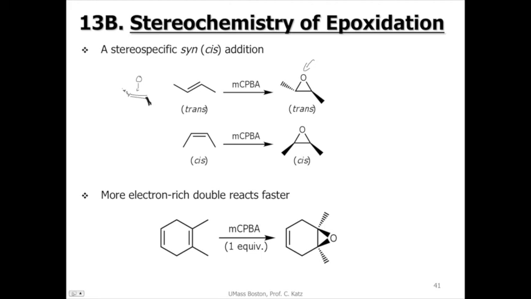And just keep this in mind, more electron-rich double bonds react faster. So if you have two double bonds and use MCPBA, which is the standard reagent to do epoxidations, then you will have the epoxidation happening on the more electron-rich side. This side here is more electron-rich than this side because you have methyls here dumping some electron density into that olefin side. So let's talk about the mechanism finally of this beautiful reaction.